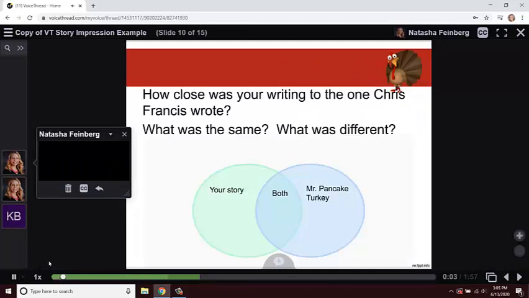Now it's time to take your second piece of paper. Please draw 2 circles, just like the ones that you see here on the screen. We're going to make a Venn diagram to compare your story and the story Mr. Pancake Turkey. Make sure you label them just like this. Your story will be on the left, Mr. Pancake Turkey will be on the right, and then in the middle where our circles overlap, we will talk about things that they both have in common. Go ahead and draw your Venn diagram now. When you're done, you can fill it in.